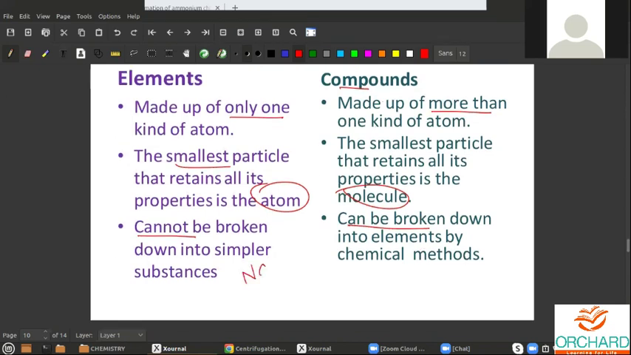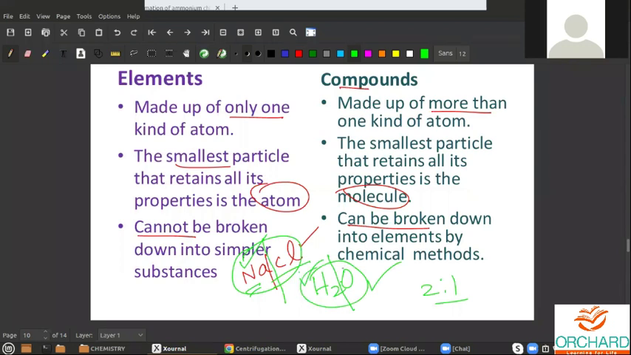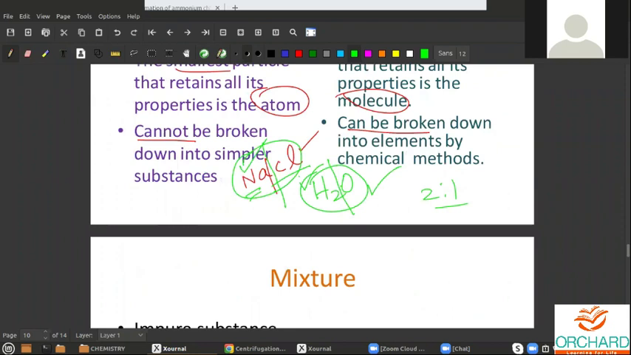Okay, if you take sodium chloride as an example, sodium is an element, chlorine is an element, but sodium chloride is a compound. The smallest particle that retains all its properties is an atom, sodium atom. Here, sodium chloride molecule. Sodium chloride can be split into sodium and chlorine, but the sodium cannot be split further. Even if you take water, hydrogen and oxygen can be separated. Hydrogen is an element, oxygen is an element. When hydrogen and oxygen are mixed in this ratio 2:1, then you will get water. Smallest particle is one water molecule. Okay, fine. So this is about the difference between elements and compounds.